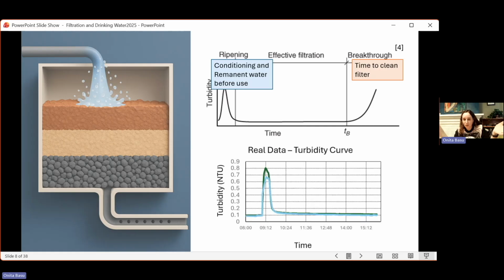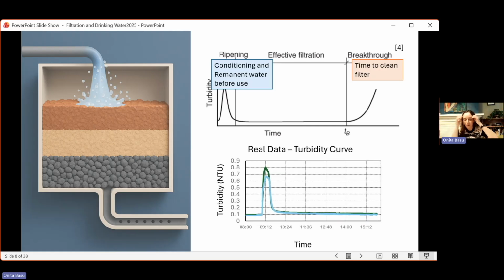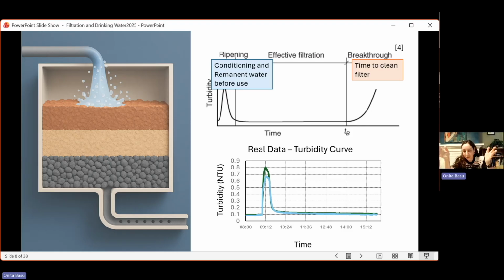So I wanted to show you a real one from a real plant. This happens to be from the city of Ottawa, where we've got turbidity on the left-hand axis and we've got time on the bottom, and we can see the spikes. I've just shown 2 curves so that you can see, and actually you're going to see a bunch of these as I go through the talk anyways, but just so you can see some real data.